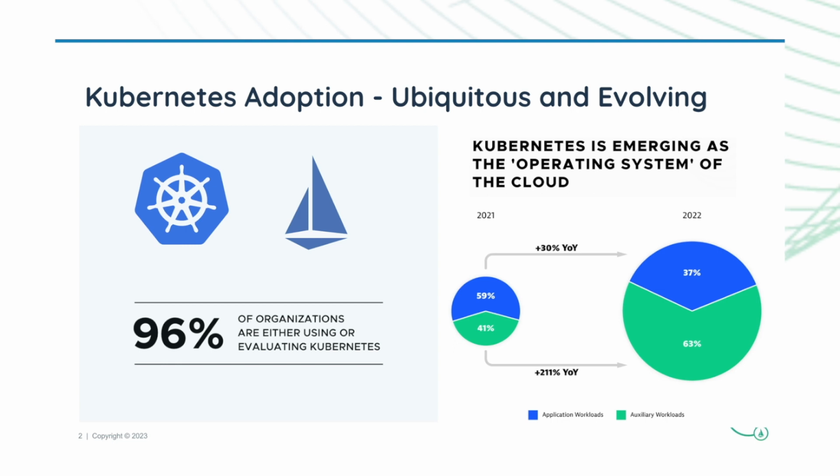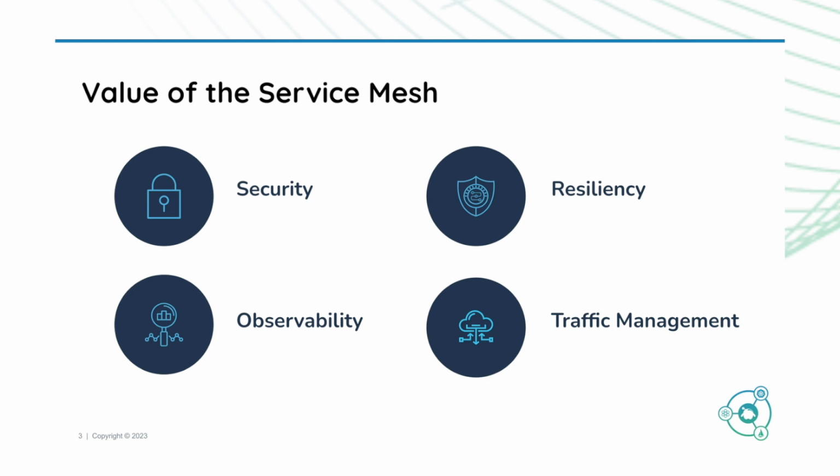We start to see more and more supporting services, things like databases, CI/CD pipelines, observability tools, and service meshes like Istio start to be deployed alongside those applications to support those use cases. And this is a really healthy transition, right? We're seeing more and more critical workloads running in Kubernetes. So let's look specifically at service mesh and why customers are deploying service meshes in Kubernetes.